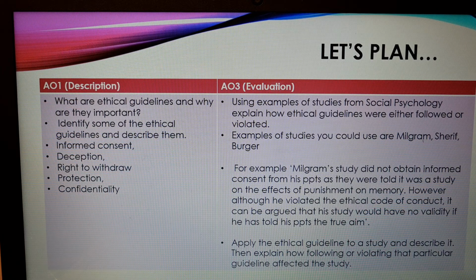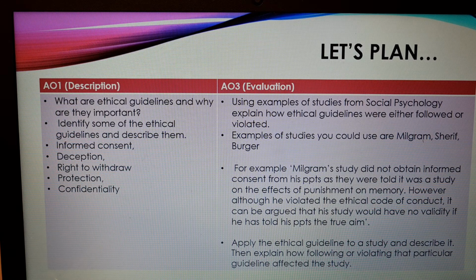So you'd start off with an example from Milgram. I've chosen Milgram. Milgram's study did not obtain informed consent from his participants as they were told it was a study on the effects of punishment on memory. So I'm saying how he didn't follow that guideline. However, although he violated the ethical code of conduct, it can be argued that his study would have no validity if he had told his participants the true aims. If you look at the detail that I've put into that point, that is the level of detail that you will need per point for an AO3 mark.